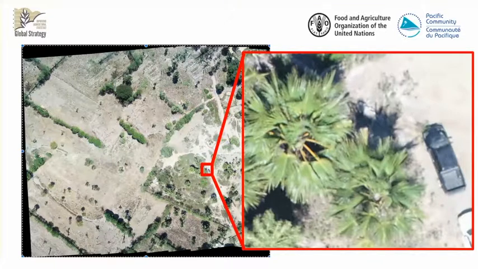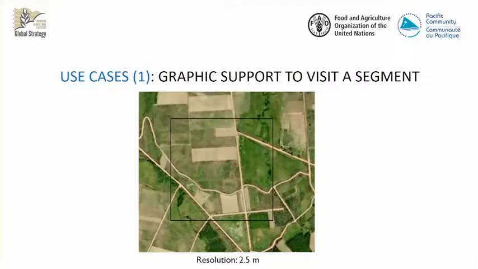Okay. So what are some of the uses for satellite imagery? The first one, of course, is to use it to support your statistical activity in visiting the actual plot that you're interested in. So here we have a relatively high-resolution image of 2.5. Here, the enumerator from this image can make out the roads and the major landmarks which they have to survey.